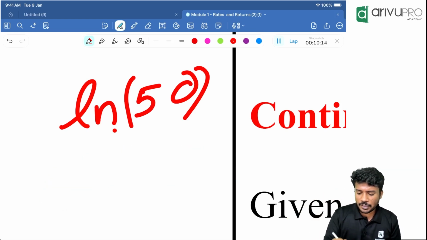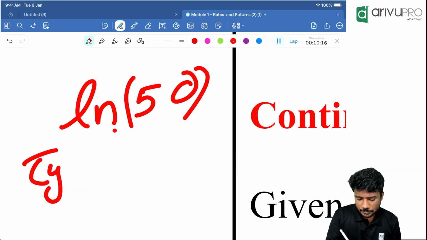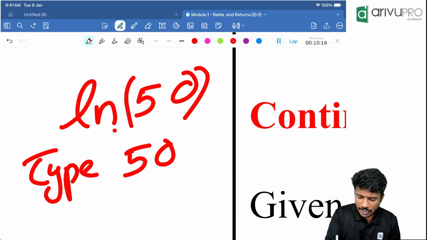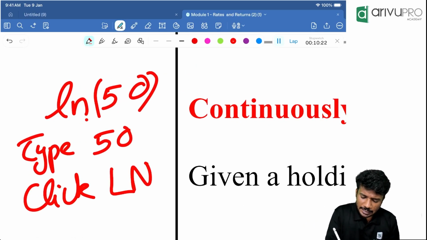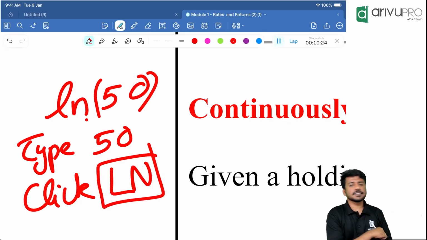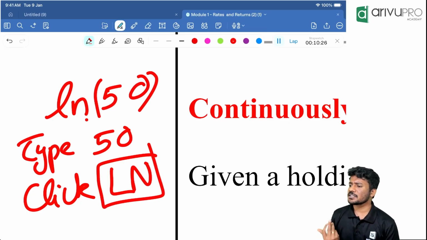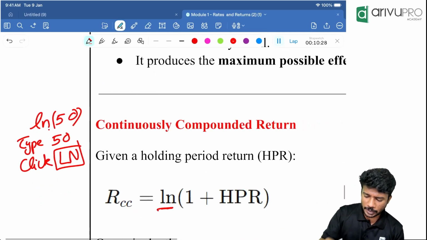So in order to find logarithm, type 50 on calculator, then click what? Click LN button. LN button is for what? Finding the log value. Okay.